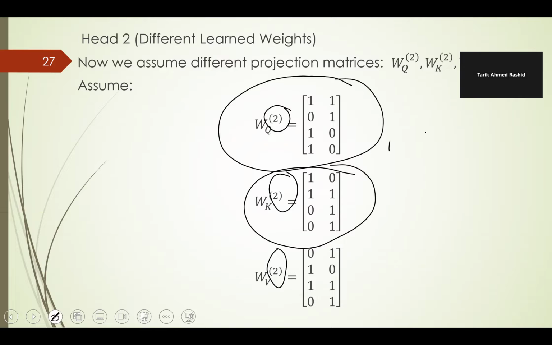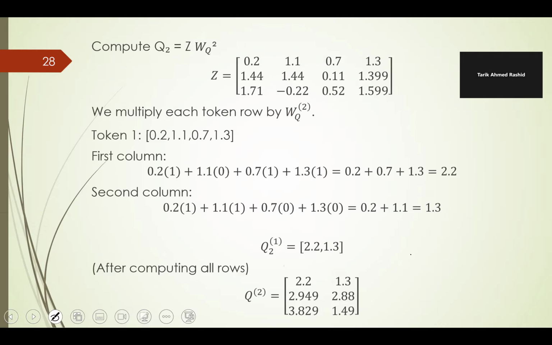So for WQ2, WK2, and WV2. Now, again, similar things. We did Q1 multiplied by WQ1. Now we need to do it for head 2: Q2 equals Z multiplied by WQ2. So that is for the second head.